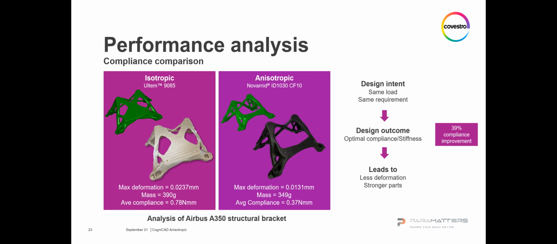For this, we used Ultem 9085, which is our standard aerospace material printed using FDM technology. And in a second trial, we used the ParaMatters anisotropic tool to print using Novamid, which has 10% carbon fibers included in the filament, to create the anisotropic design.